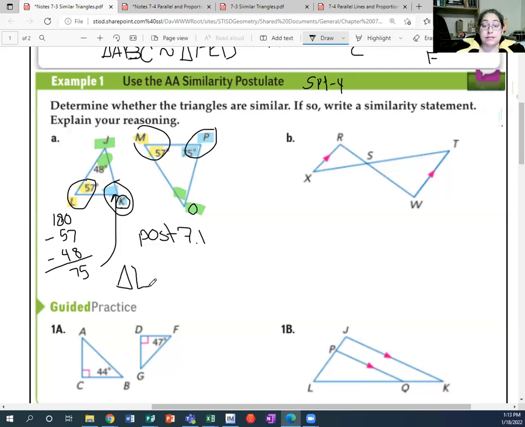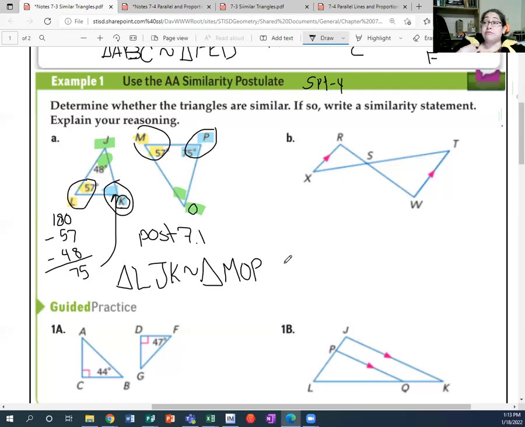All right, I'm going to write my similarity statements. I'm going to write the first triangle, that's the triangle on the left, those letters in any order. And now I'm going to write the second triangle, the triangle on the right, in the same order as the first triangle. So I wrote the yellow corner first, then I wrote the green corner, and then I wrote the blue corner. Yo, this triangle's name is Mop.